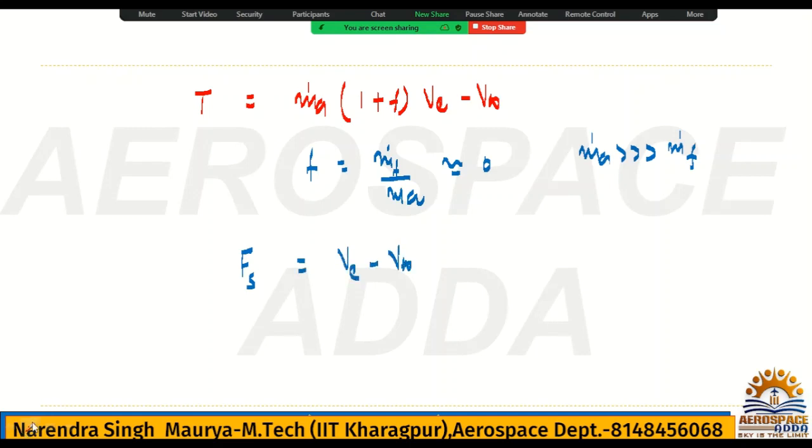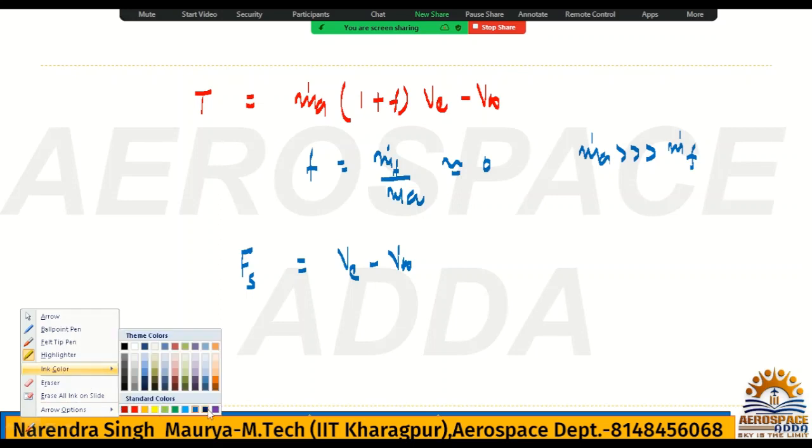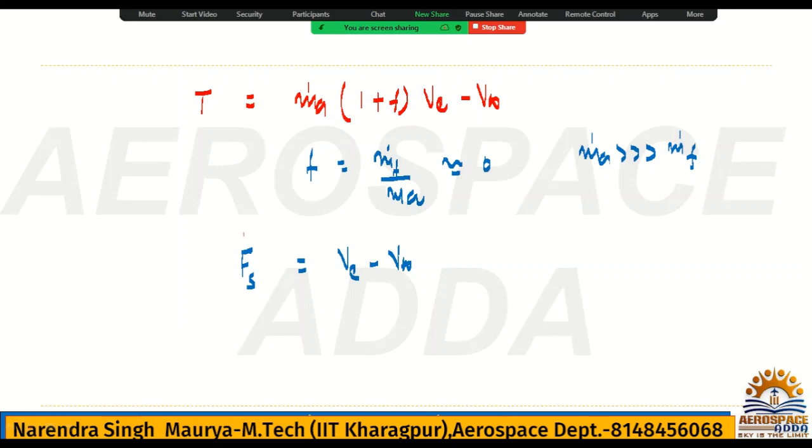Check what the specific thrust of a turboprop engine will be. It is very low, because the exit velocity is very low. Yes or no? But in the case of a turbojet, the specific thrust is very high because the exit velocity is very high. If it is flying at Mach 2, Mach 3, Mach 4, with a turbojet engine, you can imagine the exit velocity will be very high. Yes or no?